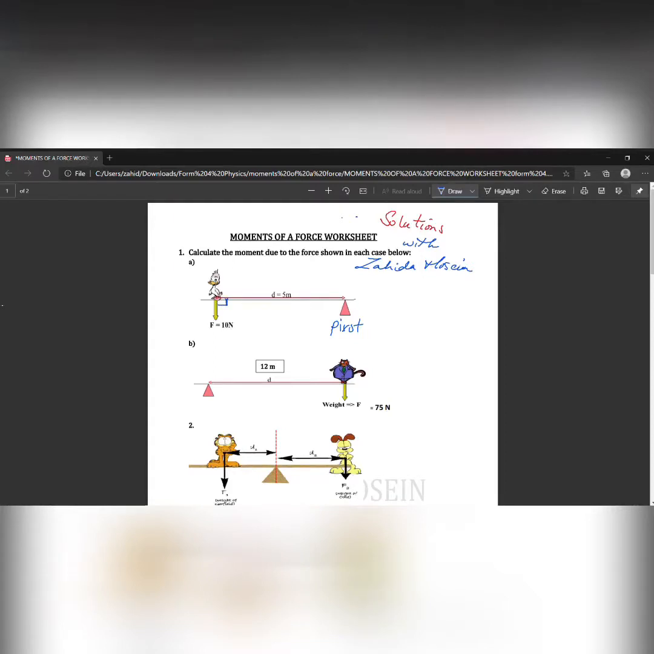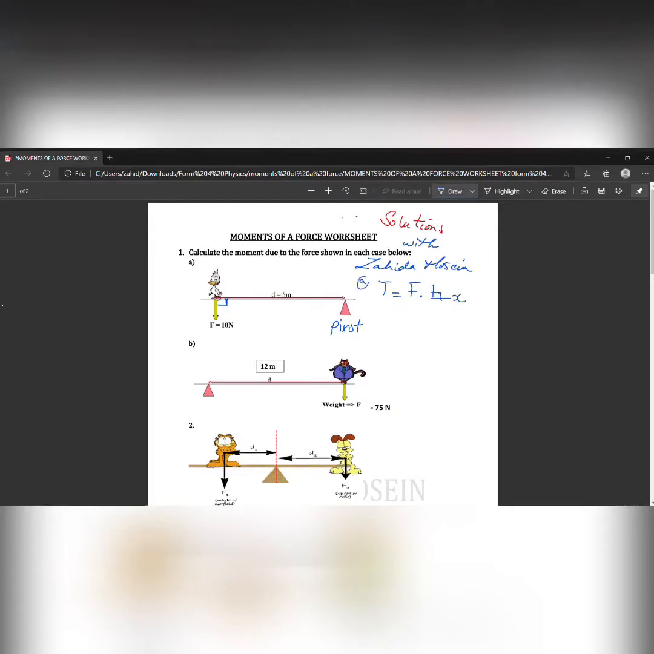Alright, just a point to note. I know this question did not ask us to identify the clockwise and anti-clockwise moments, but for parts A and B of number 1, we will still identify those so that we can use them for the upcoming questions. So how do we work out moments of a force here? Just to recap, the moment of a force is given as the product of an object's force and its perpendicular distance.